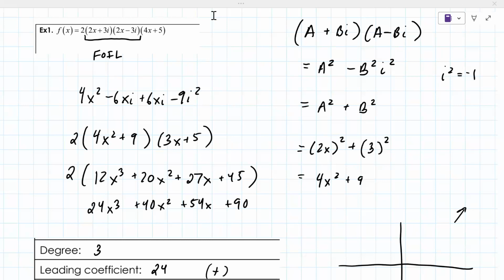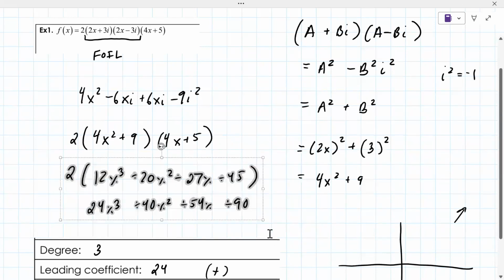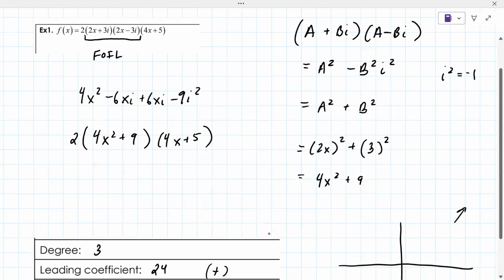Exactly. Wait, so where do you get the 3x plus 5 again? Oh, I guess it was 4x plus 5. Oops. That does impact everything. I messed that up. I would just change the example in the classroom, but it changes all this. Let me actually rewrite it. Sorry about that.